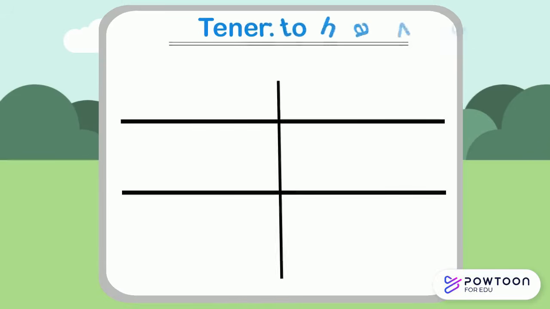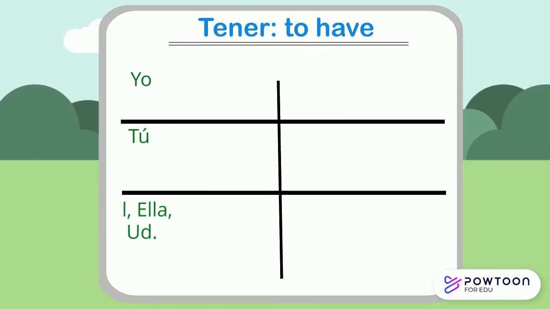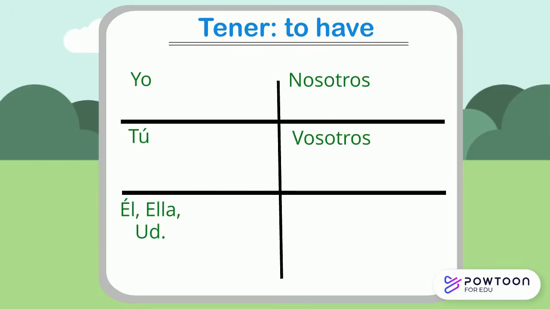Now let's conjugate. Remember, conjugating is changing the verb so that it agrees with its given subject. In Spanish, there are 6 different conjugations for each verb in present tense. In our conjugation of the verb tener, we will be using the personal pronouns yo, tú, él, ella, usted, nosotros, vosotros, and ellos, ellas, ustedes.